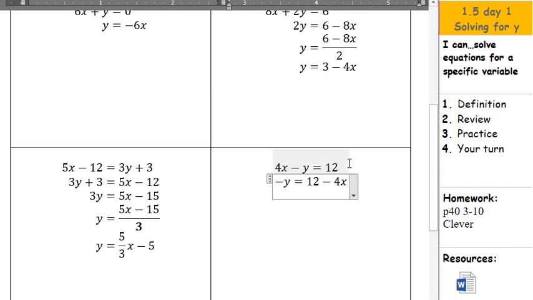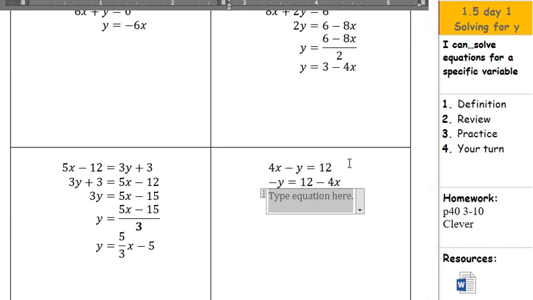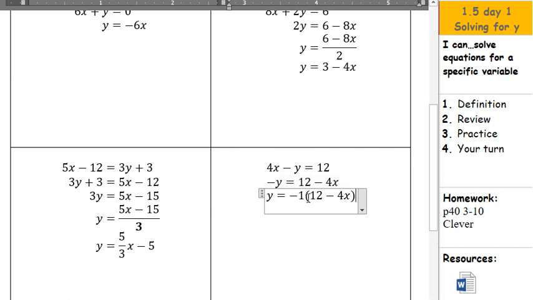To get rid of that, I need to multiply both sides by negative 1. So I'm going to put that right there, times 12 minus 4x. So I'm multiplying this whole side, everything on that side, just like everything on that side was divided by 2. Everything on this side needs to be multiplied by negative 1. So the last thing I do in this case is the distributive property.